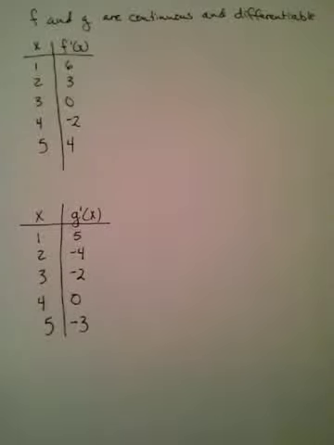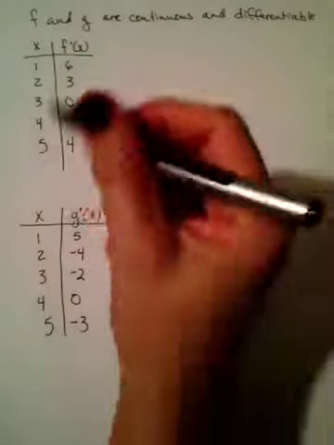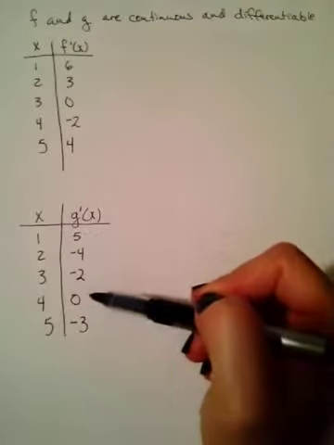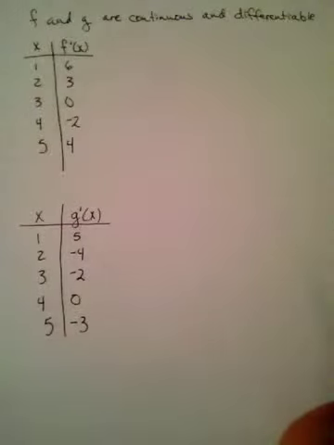So imagine that you have two functions f and g that are continuous and differentiable. I have a table of their values. This is x and f prime of x, and this is x and g prime of x. So the question is, what can you tell about extrema of the original functions, like relative maxes and mins?